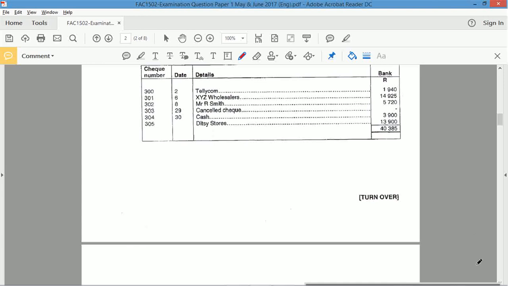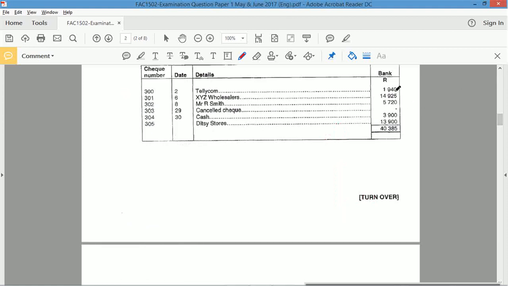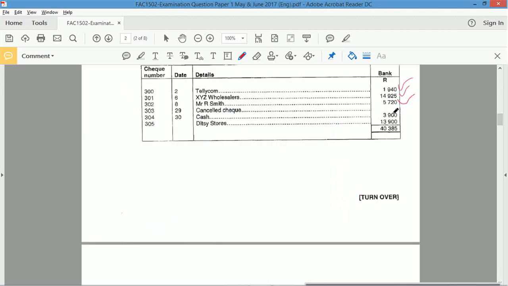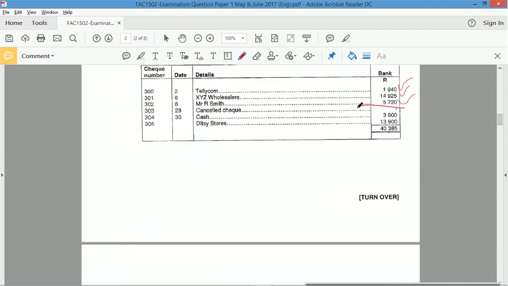Okay, so 1940 is there. Tick, tick. 14,925, tick, tick. 5720, tick. Go back, tick. Cancel check is 0 there. Cash 3,900. Is it there? It isn't there. Okay, so we can't tick that one. Okay, 13,900, is that there? It's not there. Okay, so those two need to be circled.